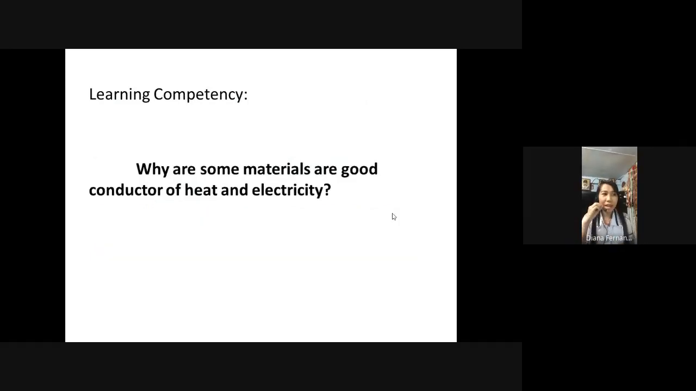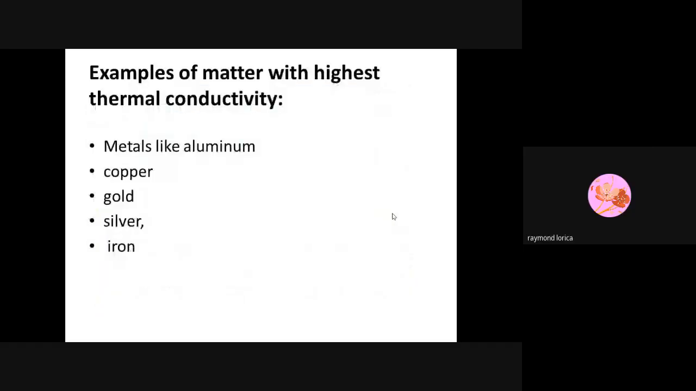So let us answer the learning competency. Why are some materials good conductors of heat and electricity? Bakit kaya may mga materials na madaling daluyan ng init at ng electricity? Ano-ano yung mga materials na yon na madaling daluyan ng heat at ng electricity?